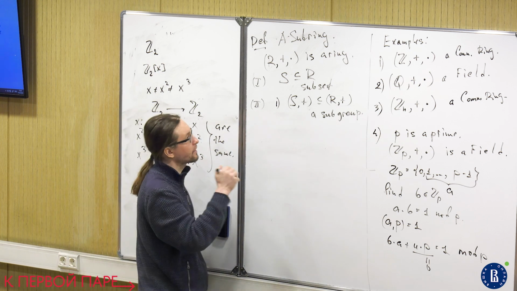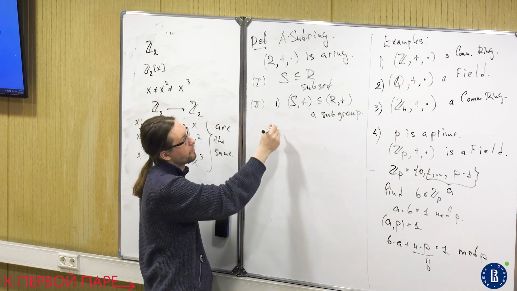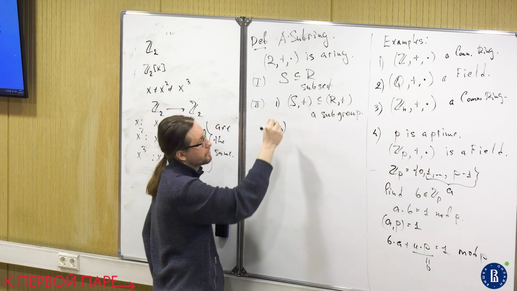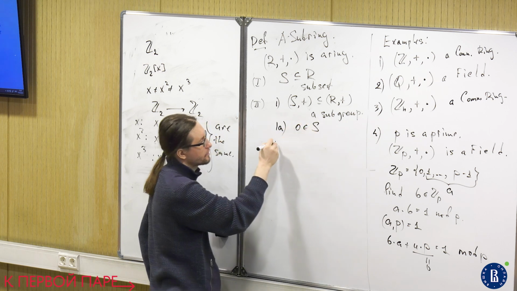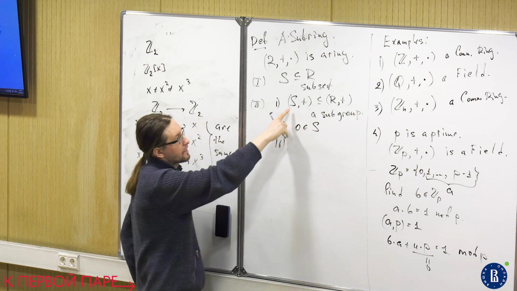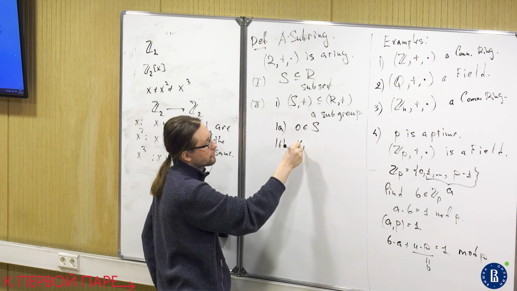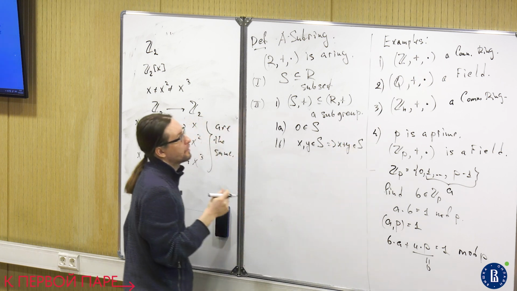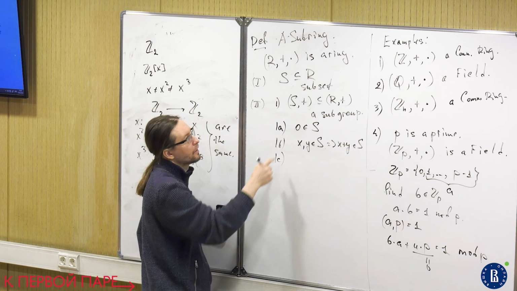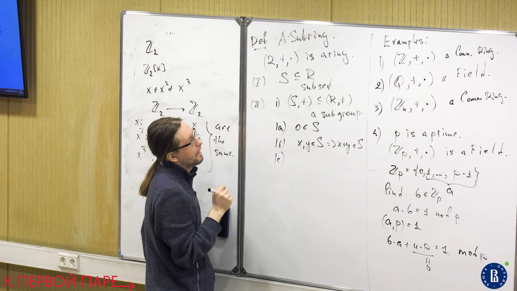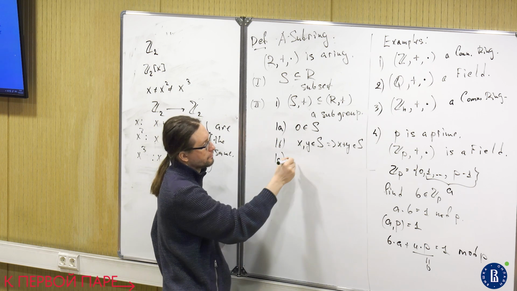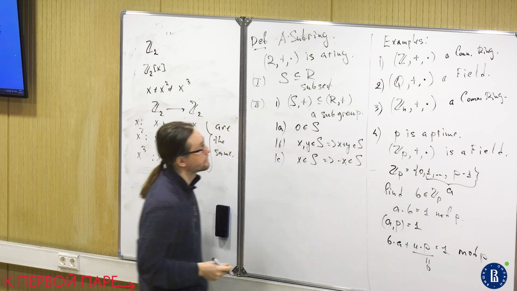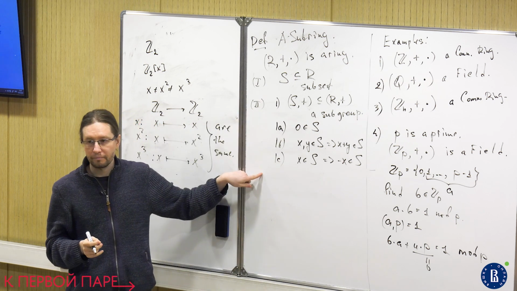But what it means exactly is that we have to check three properties. 1a, the neutral element with respect to addition must be in S, so the zero element must be in S. 1b, the set S must be closed under addition, so if x and y are in S, then their sum must be in S. And 1c, this set S must be closed under taking the inverse element. So if an element x is in S, then its inverse must be in S. So this is property number one.